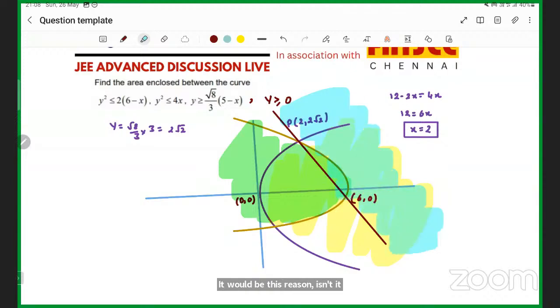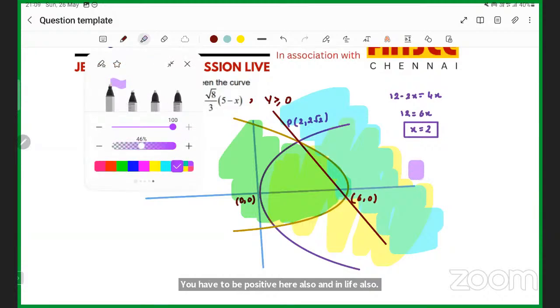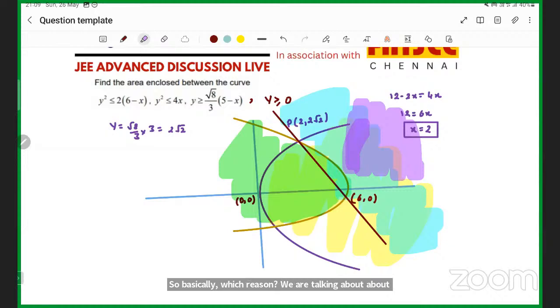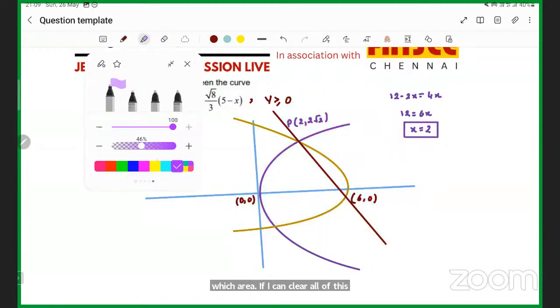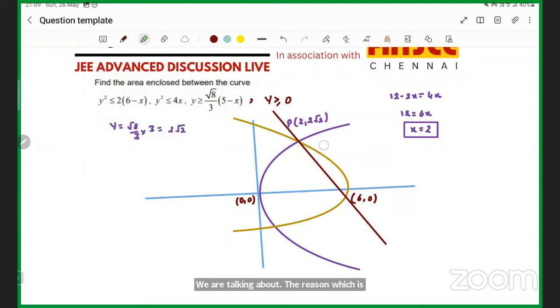And the last part is you have to be above the y-axis. You have to be positive here, and in life also. So we are talking about above this. A lot of Rangoli kind of thing I've created here, but now the point is, which region are we actually talking about? Something which is common to all the colors. Purple should be there in life, green should be there in life, yellow should be there in life, and sky blue also should be there in life. So if I clear all of this, we are talking about the region which is over here. Just a minute.